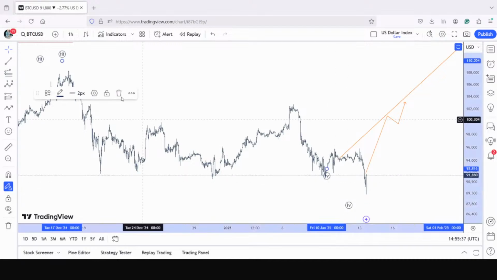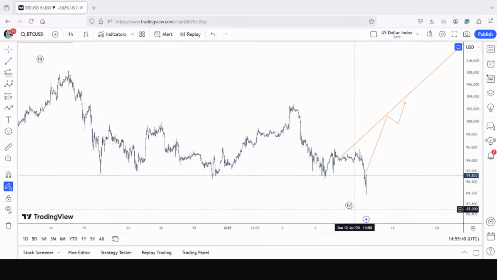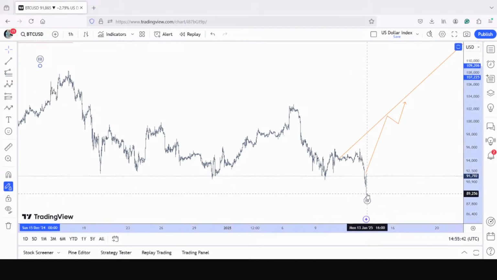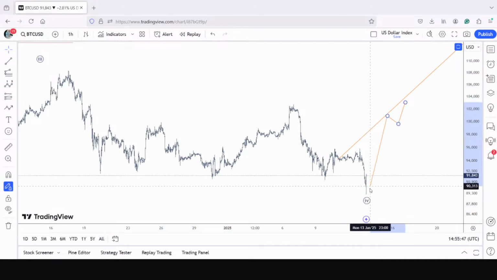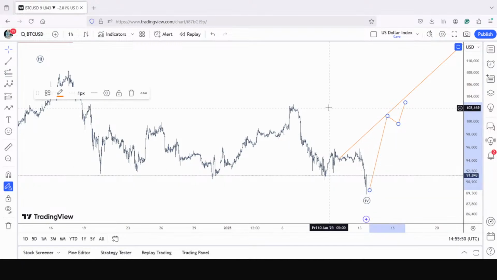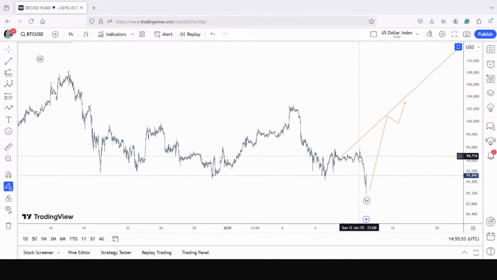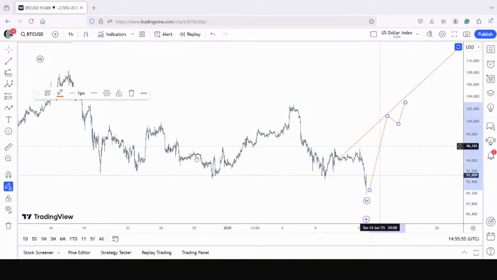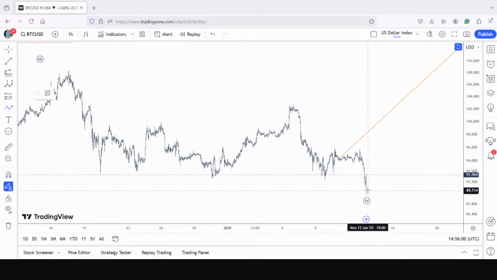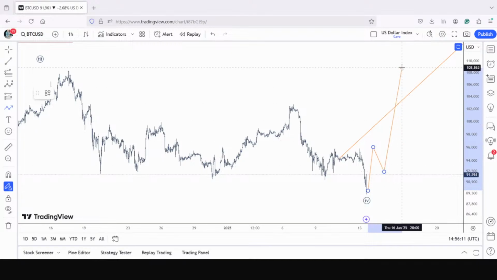Let me remove the other one. So it's a simple wave 4, and now we would be looking for a rally to unfold. At least we'll be looking for a break above the immediate resistance. Now we are not recommending any trade at this point in time. Let's wait for the price action. It's not going to make or harm us if we wait for the right price action.